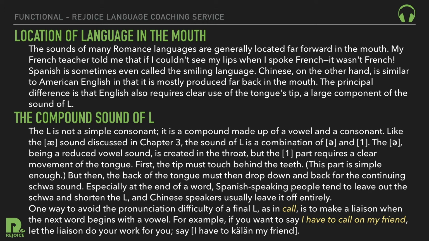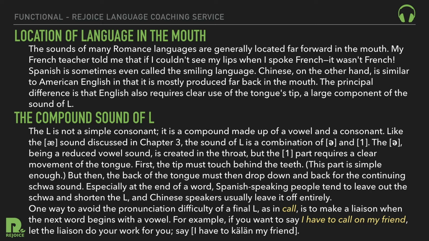The compound sound of L. The L is not a simple consonant. It's a compound made up of a vowel and a consonant. Like the A sound, the sound of L is a combination of "uh" and "ul." The "uh," being a reduced vowel sound, is created in the throat, but the "ul" part requires a clear movement of the tongue. First, the tip must touch behind the teeth. This part is simple enough. But then, the back of the tongue must drop down and back for the continuing schwa sound.